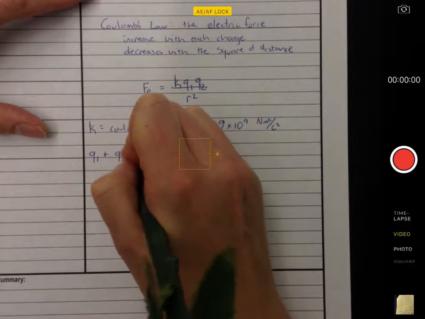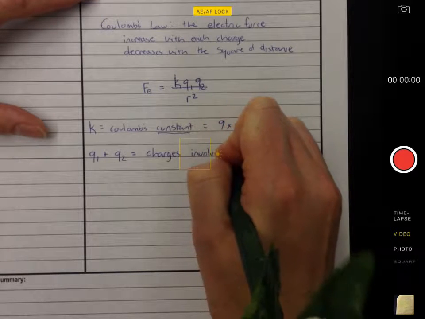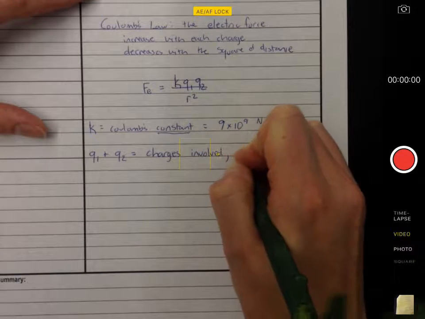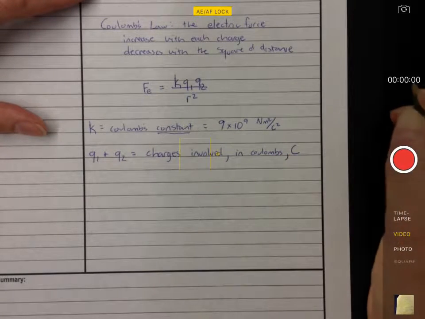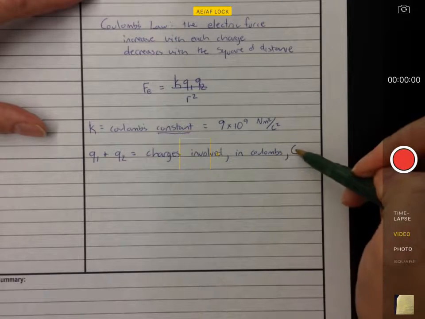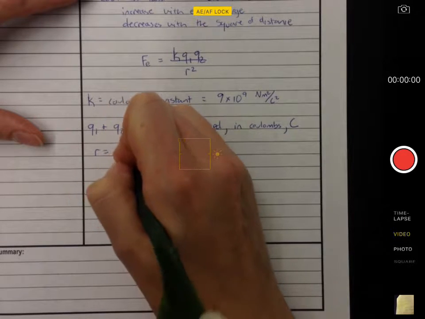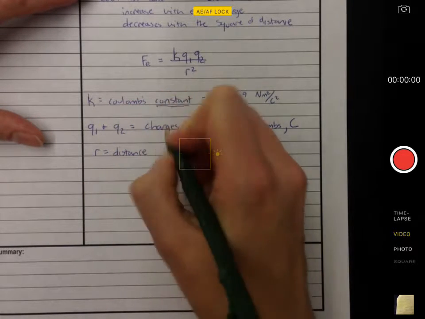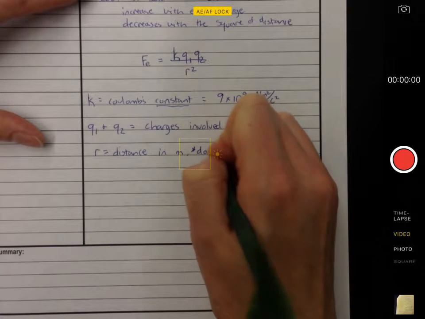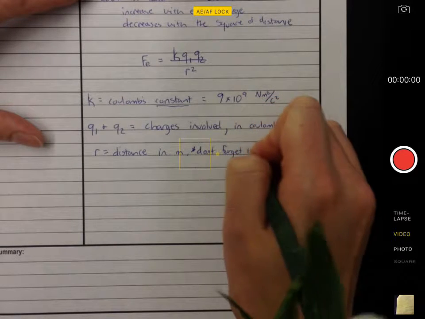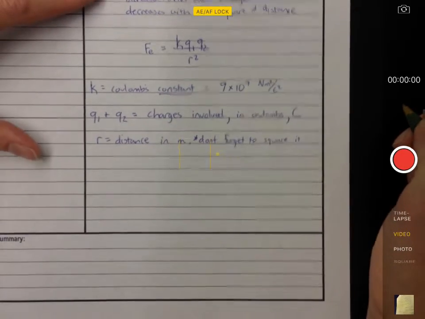Q1 and Q2, those are the charges that are involved, and those will always be measured in coulombs. That's the unit of charge, which is a capital C. Coulomb is the unit of charge. It's a capital C. You can jot that down too if you'd like. R represents the distance between the charges in meters, and a note here, don't forget to square it. When students have issues using this equation, it's because they forgot to square R. Okay, so you got to square it.